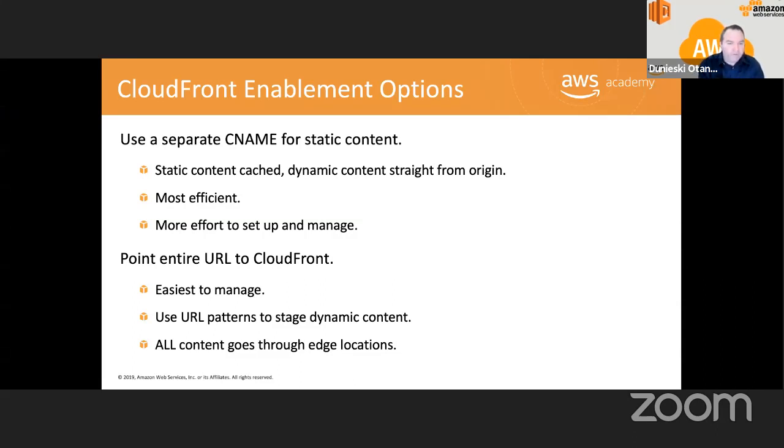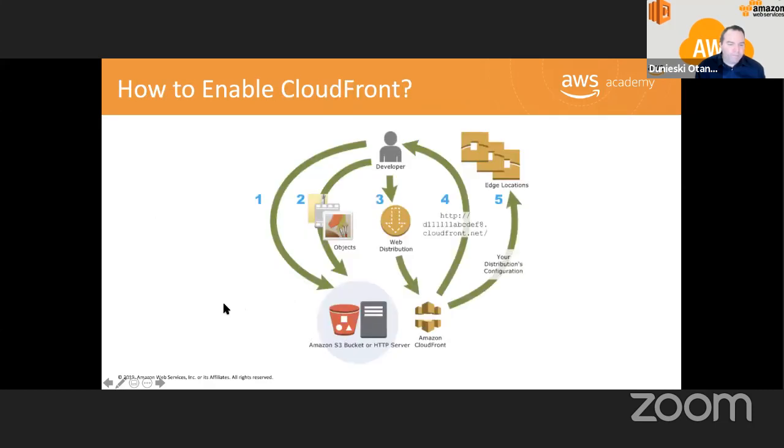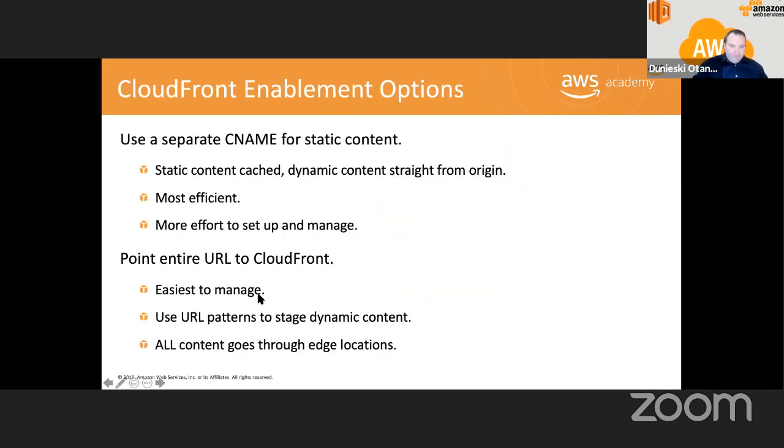It's most efficient, but more effort to set up and manage. Of course, you have to set it up. The other option is to point the entire URL to CloudFront, which is easiest to manage. Use URL patterns to stage dynamic content. All content goes through edge locations. So this is something you need to consider when using CloudFront. You can use this and this. This one takes a lot of effort but is most efficient. This one is easy to manage, but still a good option to keep your assets being delivered efficiently.